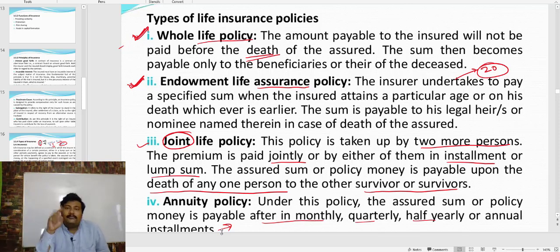So whole life is equal to term. You will get the money, your representative will get the money only after your death. And if you are alive, you will not get it, nor will your representative.